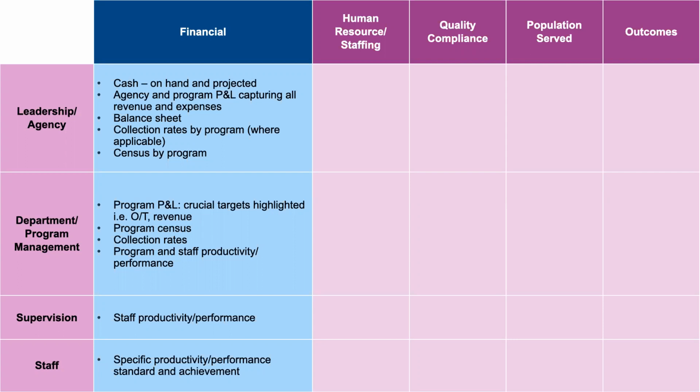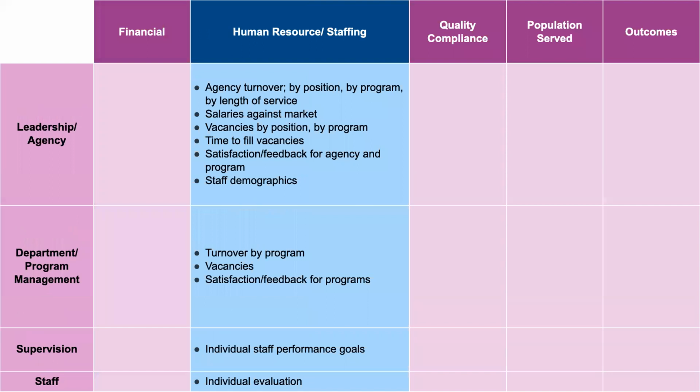And without data within each of those four individual areas, it's going to be difficult for either staff to manage their own performance, supervisors to manage their supervisees, program managers to be able to manage their programs, or agency leadership to be able to manage the overall agency. So each of these domains has a similar sort of set of data that's required.